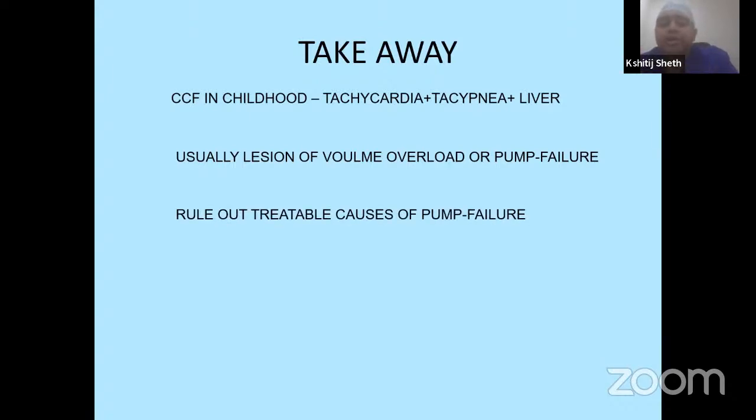Always look for treatable causes of pump failure, get it evaluated properly, and if they are all absent, then only get a treatment done.